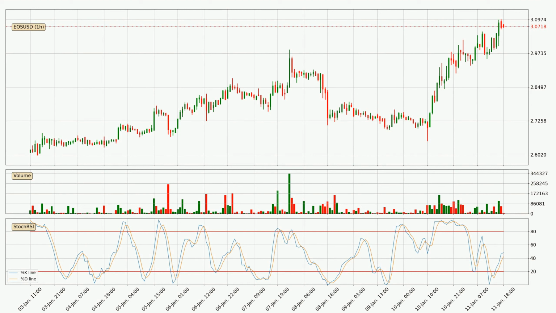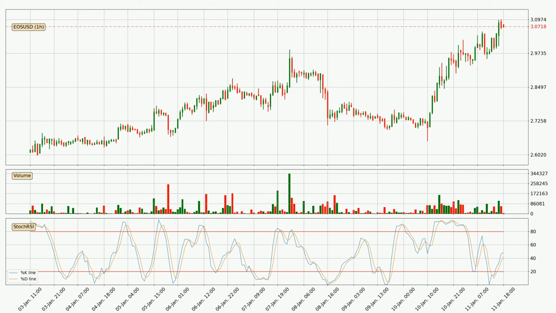Next, looking at the Stochastic RSI, it shows, similar to the RSI, overbought and oversold conditions, but moves quicker up and down to improve sensitivity and generate a greater number of signals. It consists of two lines, the %K and %D lines. The %D line is a moving average of the %K line, so it moves slower. Cross points between the two lines could show a trend change.